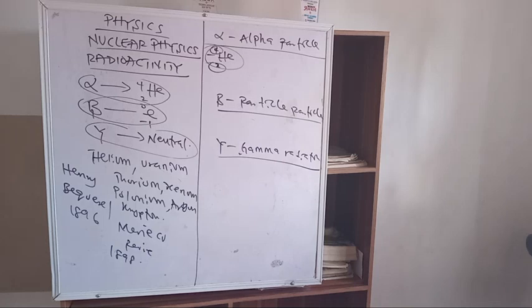Then they are negatively charged, while alpha particles are positively charged. Then they are strongly deflected by magnetic field. What is deflection? Deflection is the change in direction of a substance when it passes from one medium to another medium. So beta particles are deflected by magnetic field, which means their direction changes when they move into the magnetic medium.